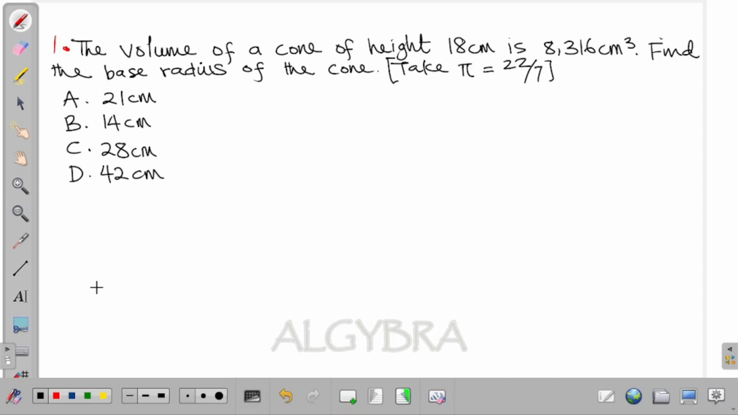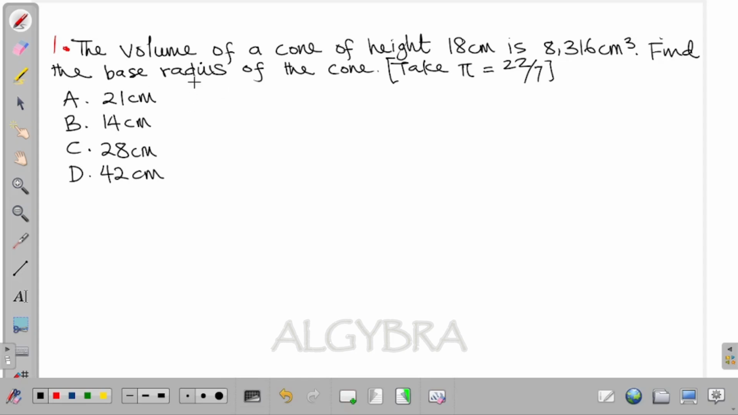Here we have the options: A is 21 centimeters, B is 14 centimeters, C is 28 centimeters, and D is 42 centimeters. So we're going to solve this question and pick the correct option out of these options we are given.